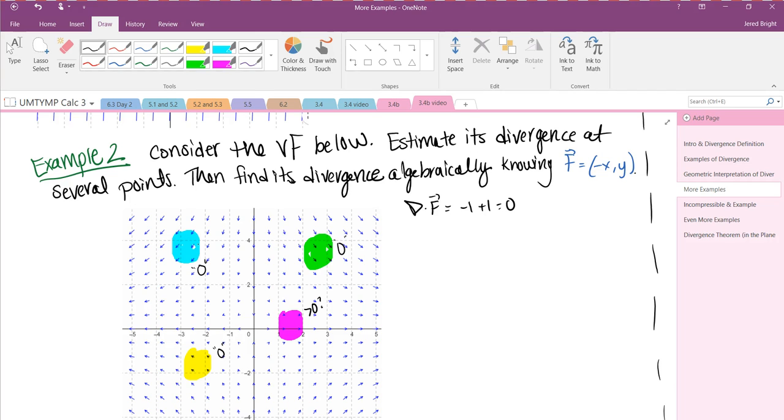But there is a particular concept related to when the divergence is 0, which we'll see in the next video. I want to talk about that a little bit more, so stay tuned for that.